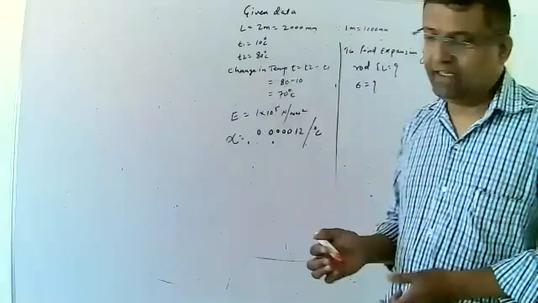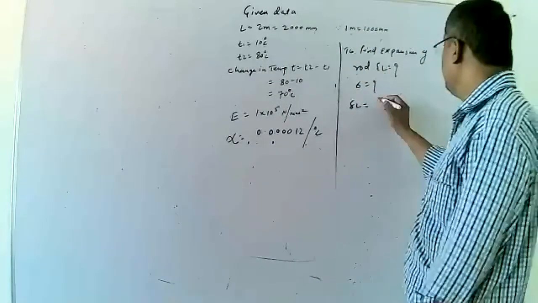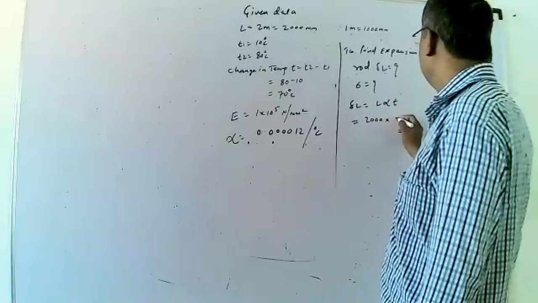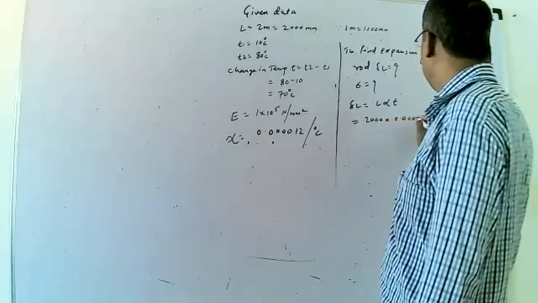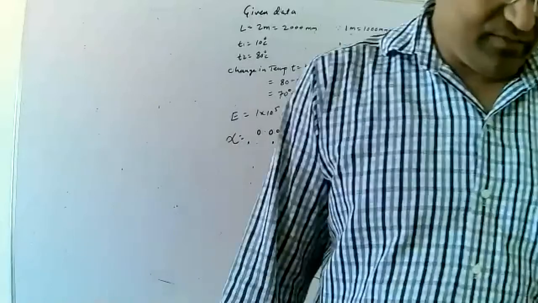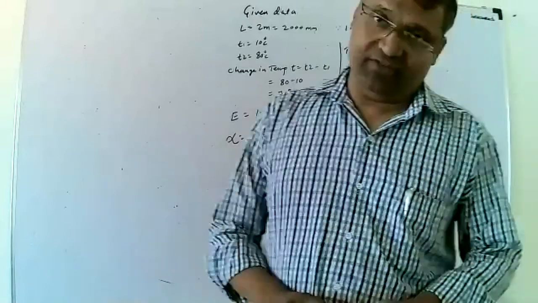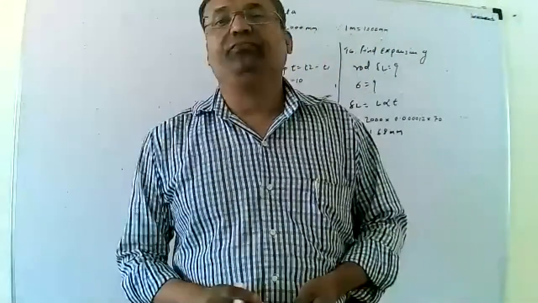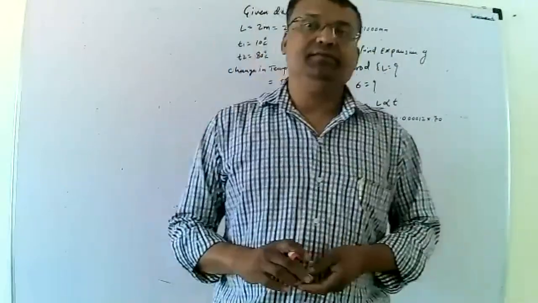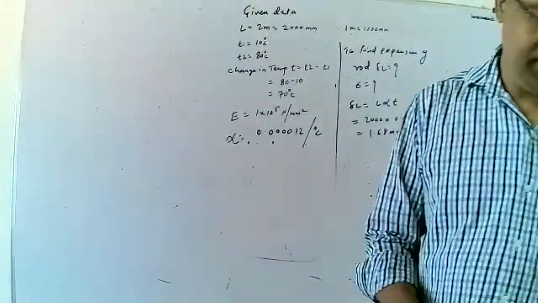First of all, to find the change in length, delta L is equal to a very simple formula, L alpha T. Put the values: 2000 into alpha 0.000012 into change in temperature 70. Then we do the simplification and we get 1.68 mm. After simplification of the given relation, delta L equal to L alpha T, we easily calculate the change in length delta L. The value we get is 1.68 mm.